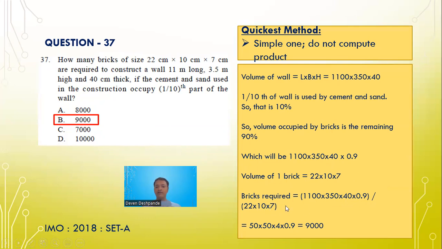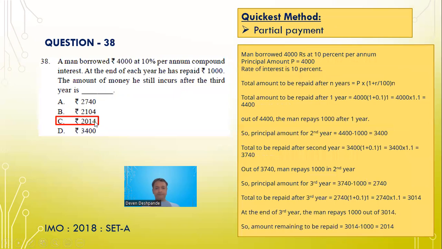Okay, you start cancelling. How do you start cancelling? 22 into 50 is 1100, so 22 will cancel this, leaving 50. 7 into 50 is 350, so 7 will cancel 350 and leave 50. And 10 will cancel 40 and it will remain 4. 0 will get cancelled. It will remain 4 into 0.9. So 50 into 4 into 0.9 will be 9,000. So total bricks required are 9,000.